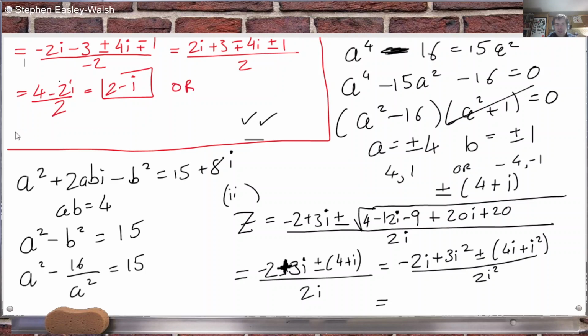Or we take the bottom one. 3 minus 1 is 2. And then 2i plus 4i is 6i over 2, which is 1 plus 3i. Okay, that looks like the two roots. Hopefully I didn't make any mistake.